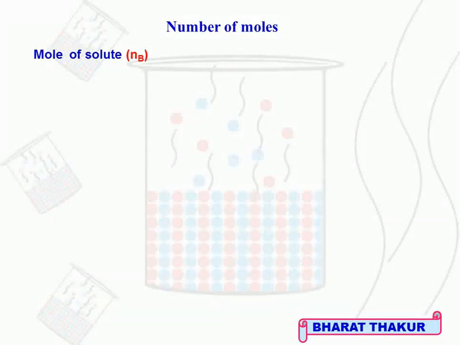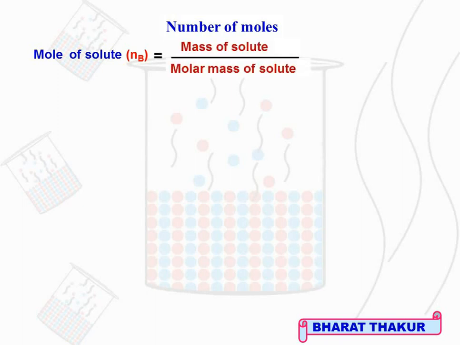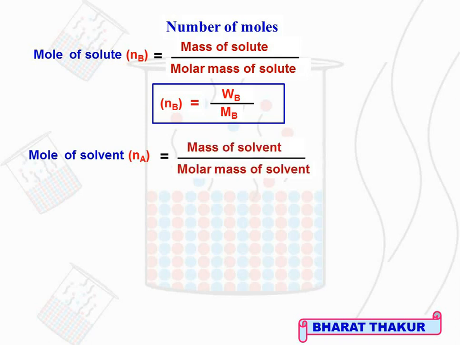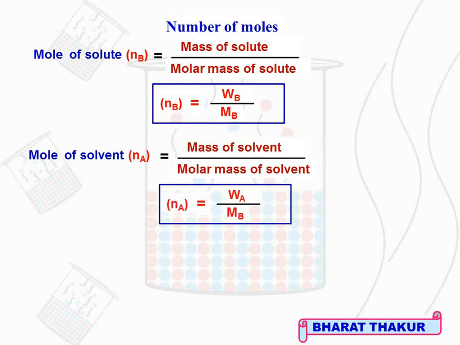Now number of moles of a solute, which can be represented by nB, will be equal to mass of solute divided by the molar mass of the solute. Mathematically it can be written in abbreviation as nB, which is called the moles of solute, equal to WB, the mass of solute, divided by the molar mass of solute shown by capital MB. Similarly, moles of solvent, represented by nA, where A is the abbreviation for solvent, will be equal to mass of solvent divided by molar mass of solvent, and the formula in abbreviation can be written as nA is equal to WA upon MA.